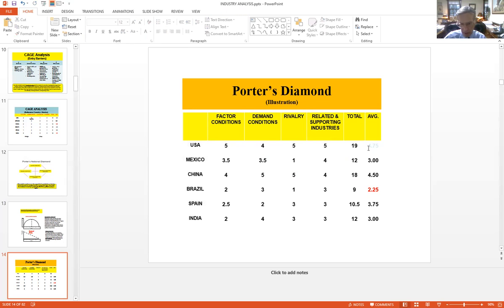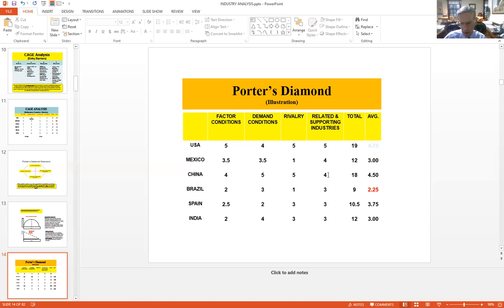I don't know why we don't have an average for the US here, but if we were to divide 19 by 4, we'd come up with almost 5, wouldn't we? So maybe 4.75. And so the higher the loading from this model, the more favorable the indications are for an industry's growth and the viability of firms in that industry.